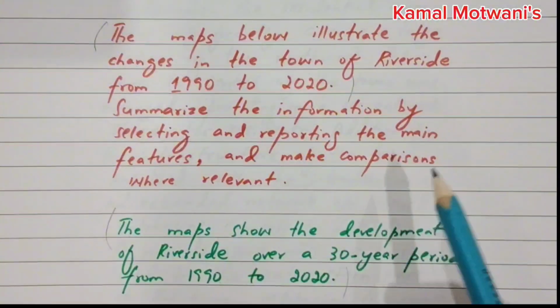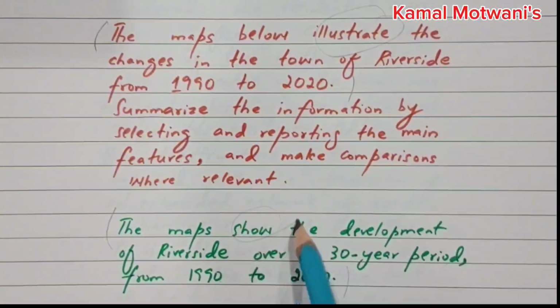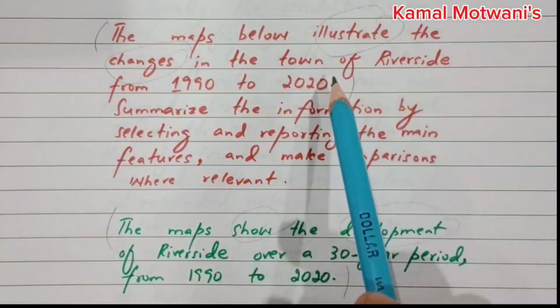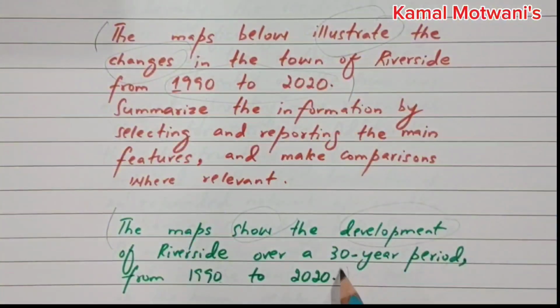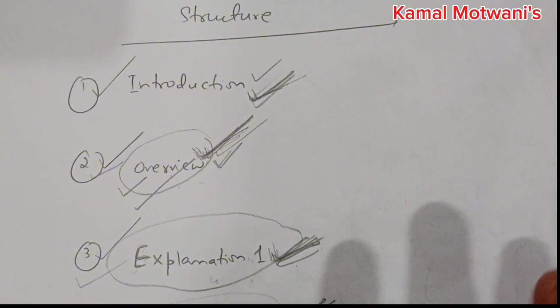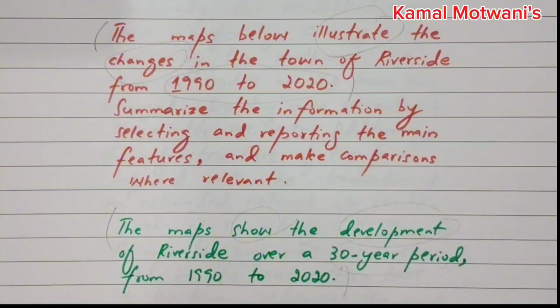Simply, I have used synonyms: from illustrate to show, and the changes to development, and the time period I have mentioned is a 30-year period. So this is the simplest way to write an introduction. Okay, then the second paragraph is particularly regarding the overview or overall view. Let's see how I have written this overview or overall view.